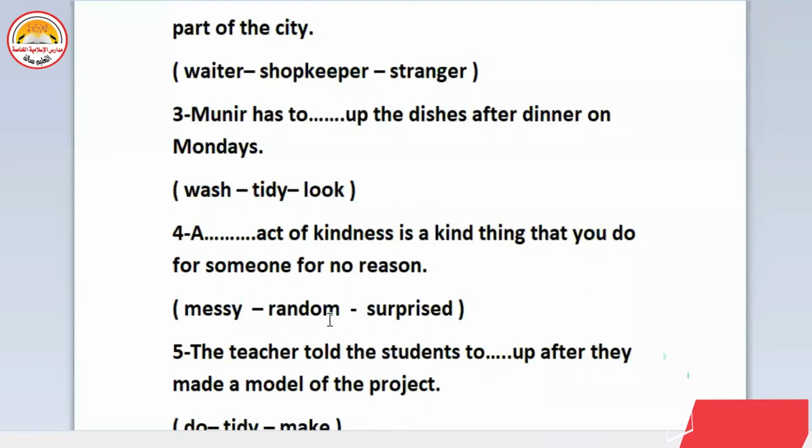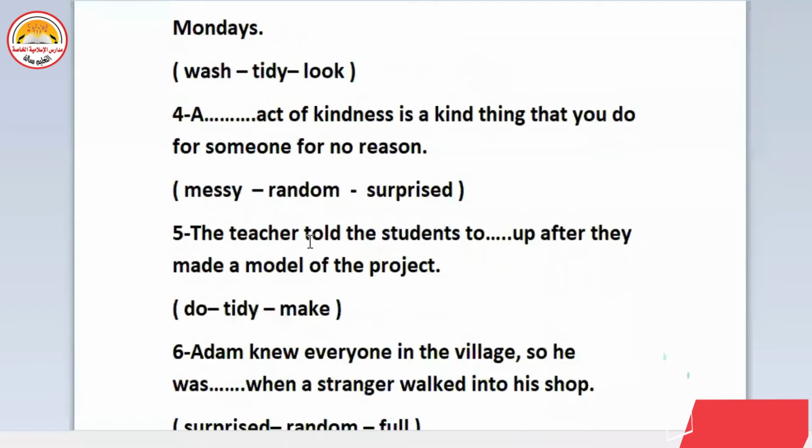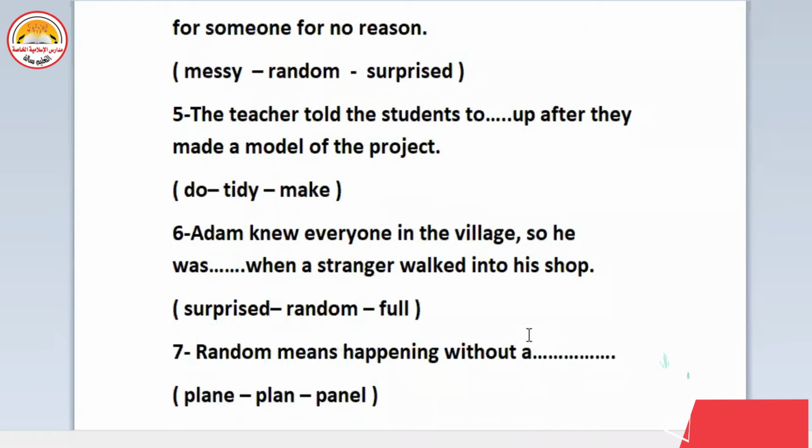Okay. Number five, Minna. The teacher told the students to tidy up after they made a model of the project. Tidy up. Very good. Thank you, Minna. So number five again: The teacher told the students to tidy up after they made a model of the project. Okay. Thank you. And number six here, Hannah Lutfi.